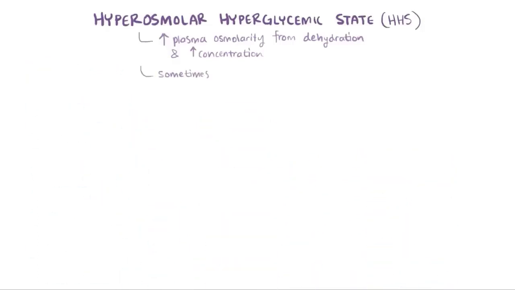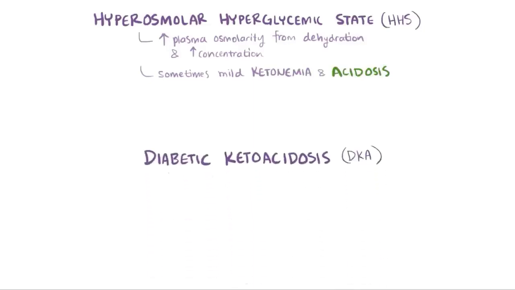In HHS, you can sometimes see mild ketonemia and acidosis, but not to the extent that it's seen in DKA. And in DKA, you can see some hyperosmolarity, so there's definitely overlap between these two syndromes.